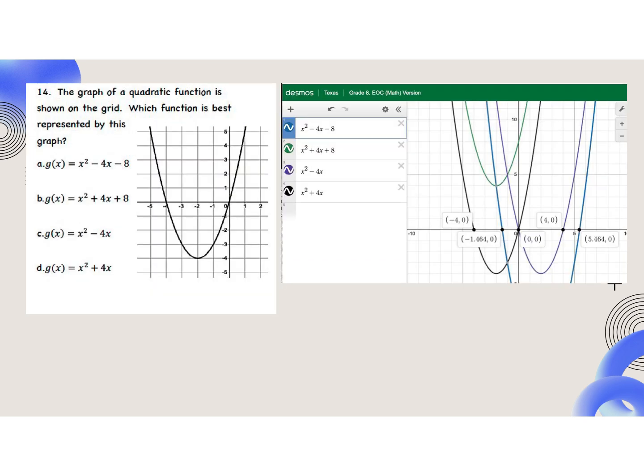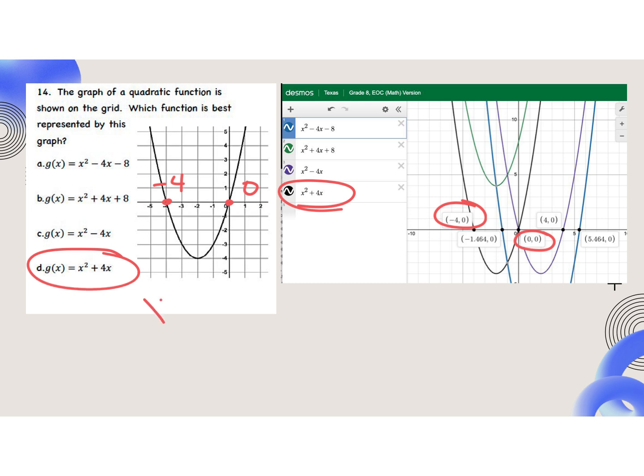You could start with your roots and work backwards here, or you could simply graph them all and see which picture matches. So looking at this, we have roots at negative 4 and 0, and the one that has negative 4 and 0 is the black line. So it would be D.